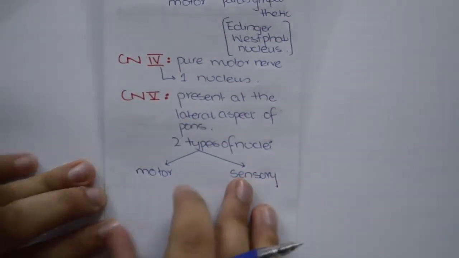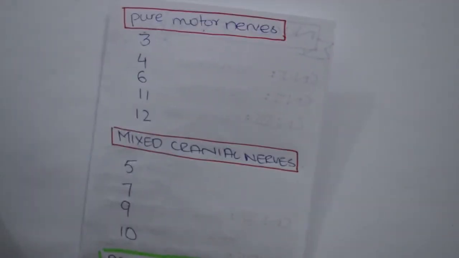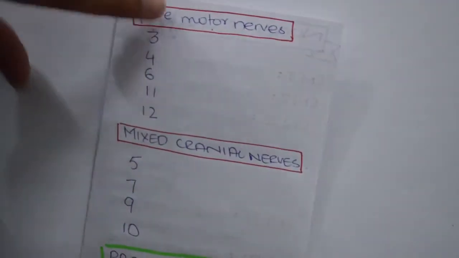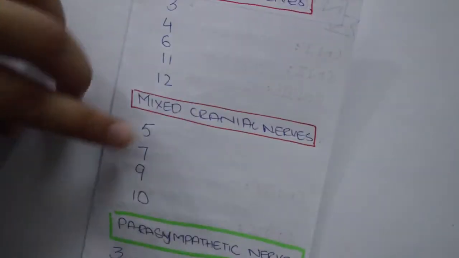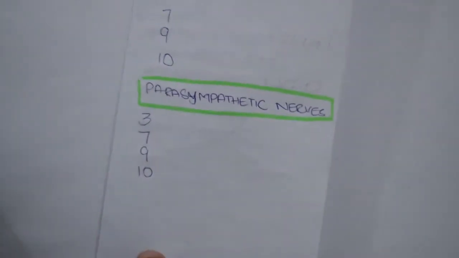Take the evidence from behind, on the same page, so you can relate it easily. Over here, it's a mixed nerve, so it will have the sensory and the motor component. And it's not a parasympathetic nerve, so it will not have a parasympathetic component.